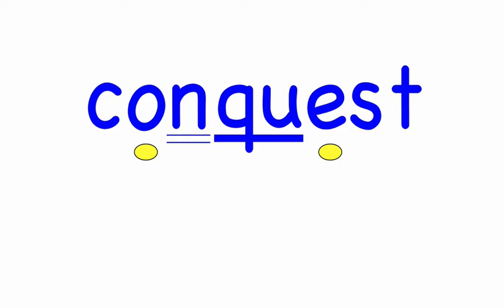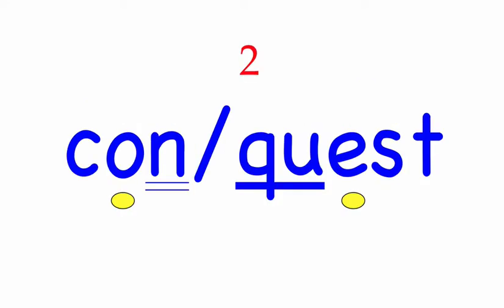By the way, consonant teams count as a unit of one. So between the O and the E, we have the letter N, which counts as one, and the letter team QU, which is a consonant team, that counts as one as well. So we divide between the N and the QU team according to Syllable Rule 2.